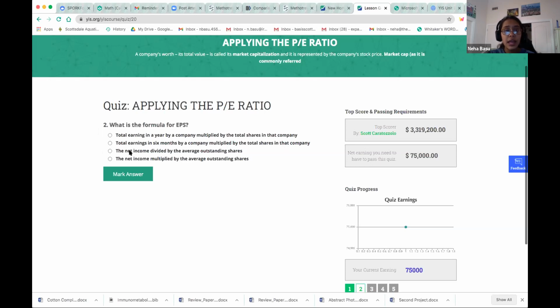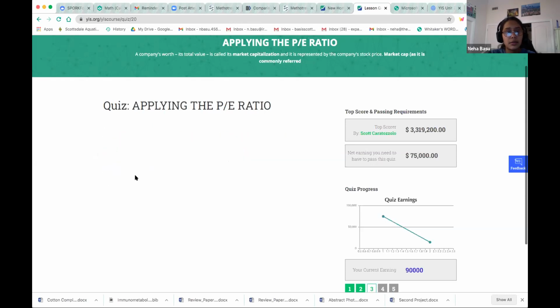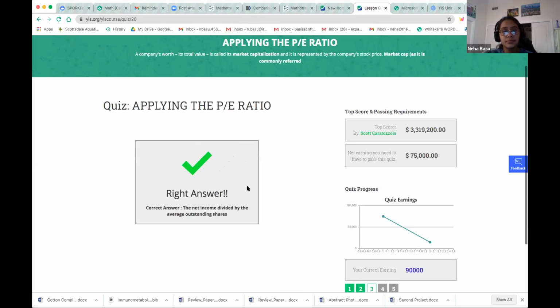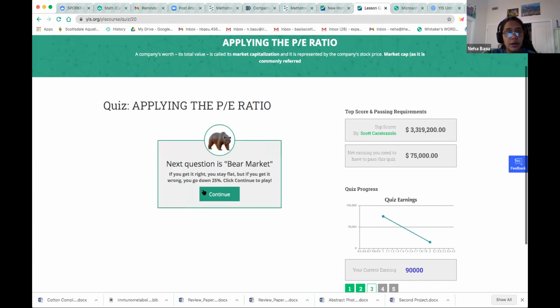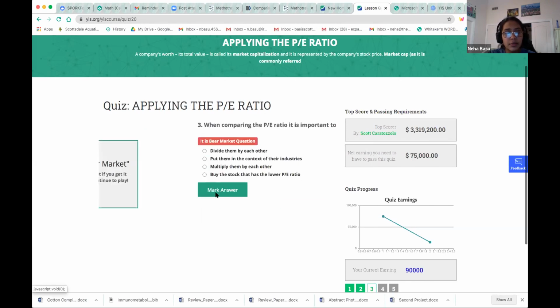Next, it says the net income divided by the average outstanding shares. So this one is looking better than the others. And now D says the net income multiplied by the average outstanding shares. So we don't want to do that one. So I think it's going to be answer choice C. Yep. Now, next question, we can keep going.